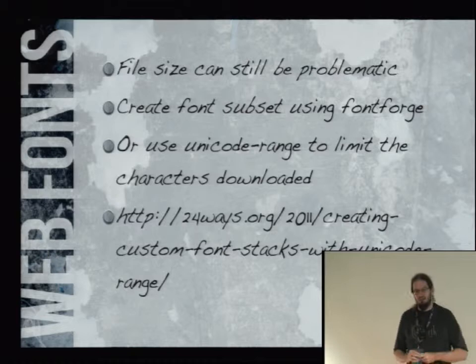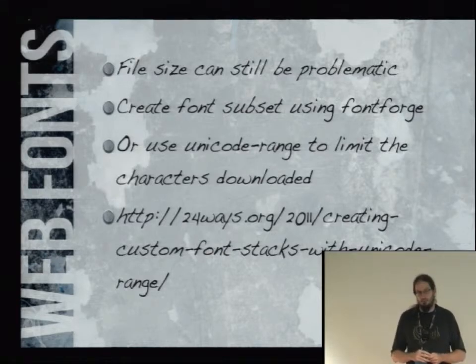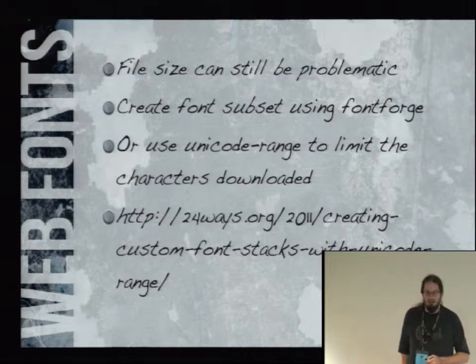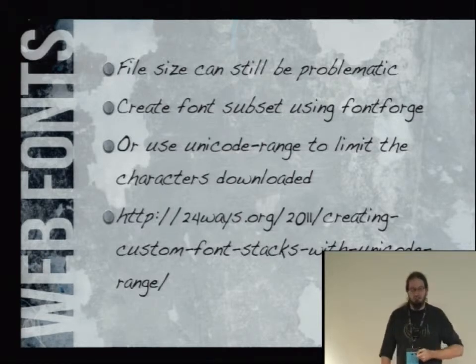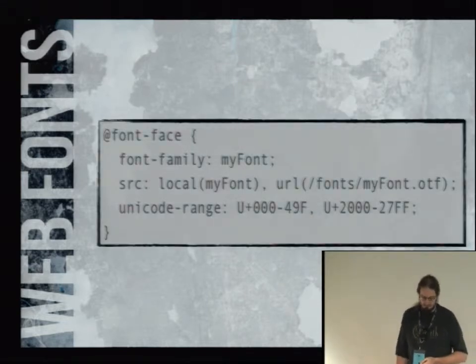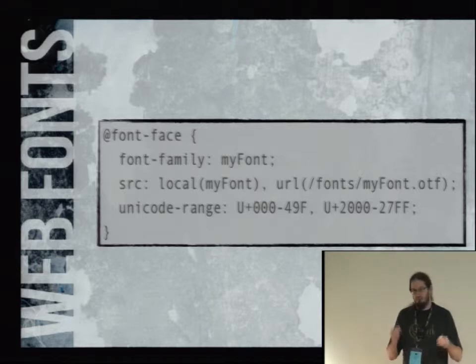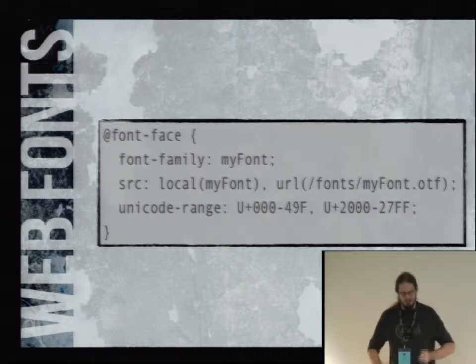Another rather interesting thing available on the horizon, though, is the Unicode range property. And that basically allows you to specify, I'm using this font file, but I only want to actually download this range of characters to use. So that's another way to cut down the amount of stuff that you're downloading. And this is used in this kind of fashion. So obviously, you need to find yourself some kind of Unicode reference, because no one can remember this crazy stuff. But you can basically say, I just want these characters downloaded.